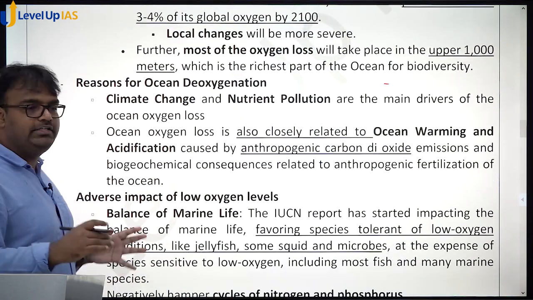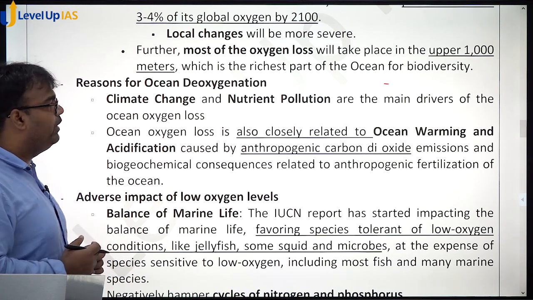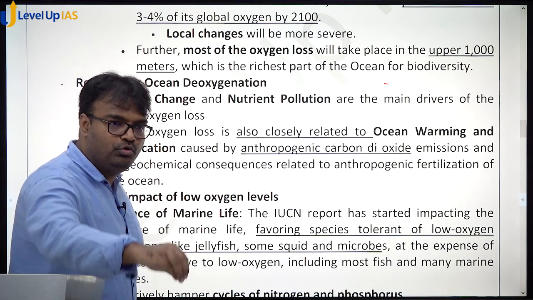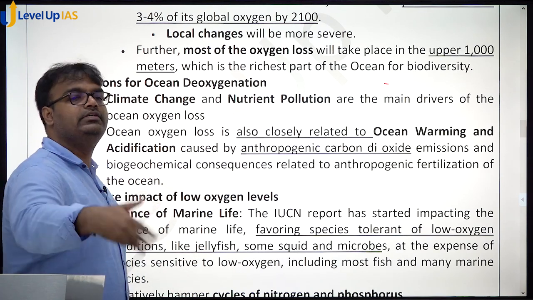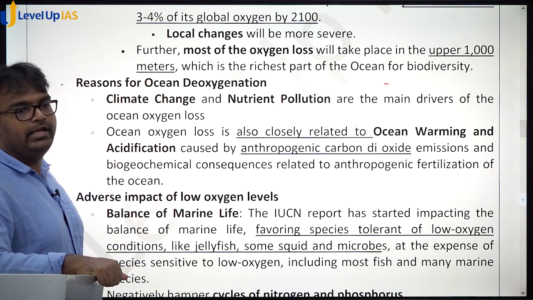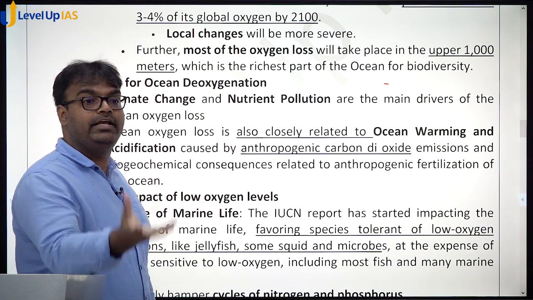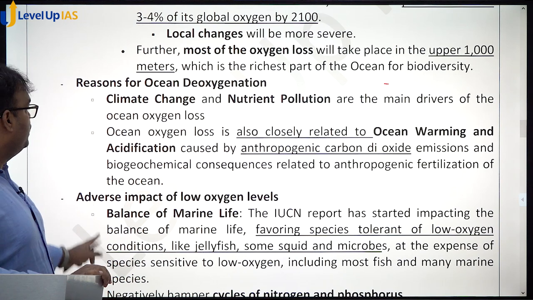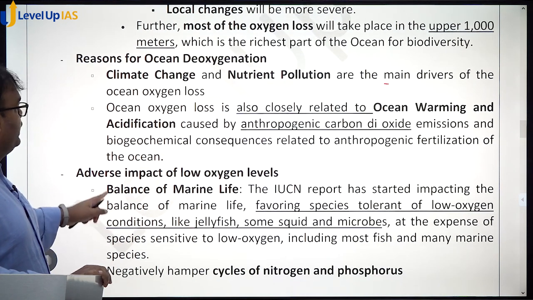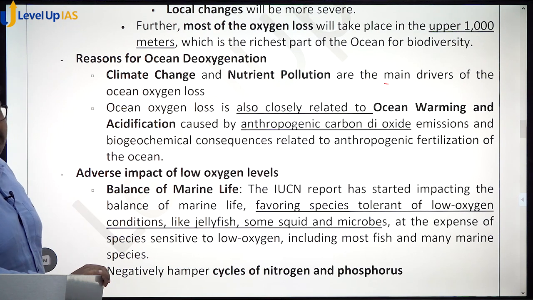So what are the reasons for deoxygenation? One is climate change, the other is nutrient pollution. Nutrient pollution will lead to more nutrients and more algae, and more heat will facilitate that and help in growing it. And with climate change, because temperature increases, with higher temperature, less oxygen would be dissolved in the water. Then acidification and ocean warming are also playing a role in this deoxygenation.